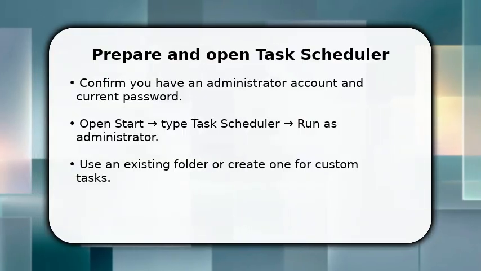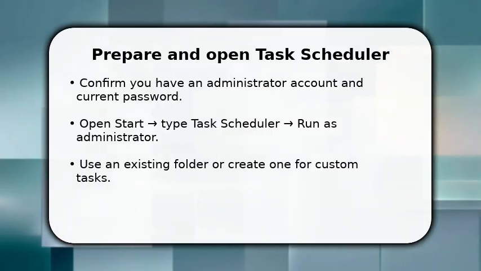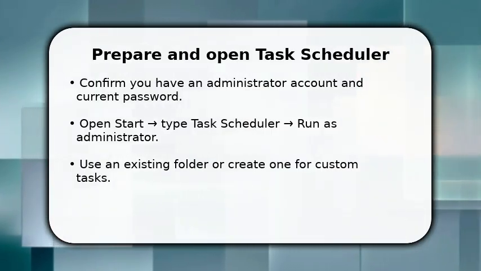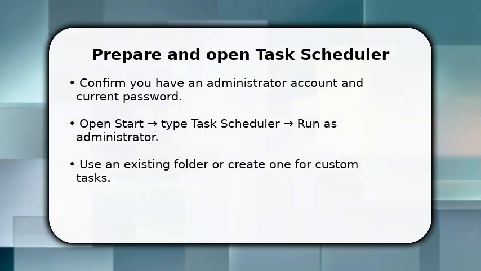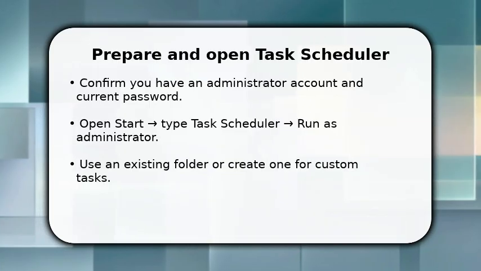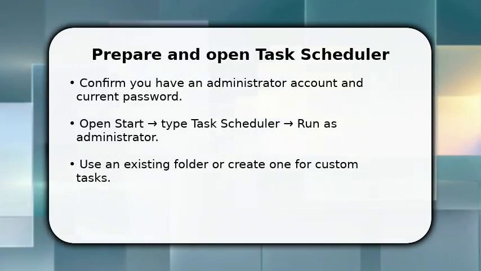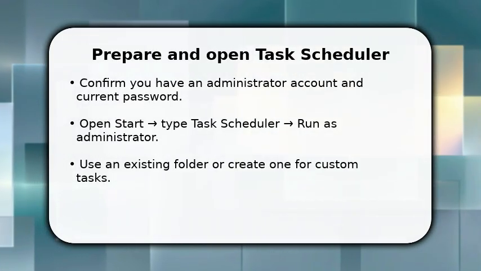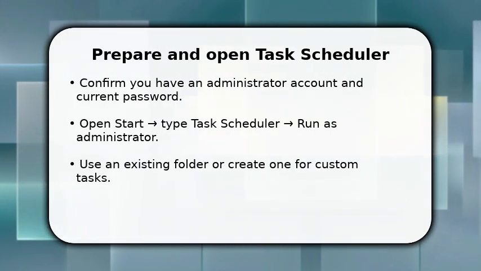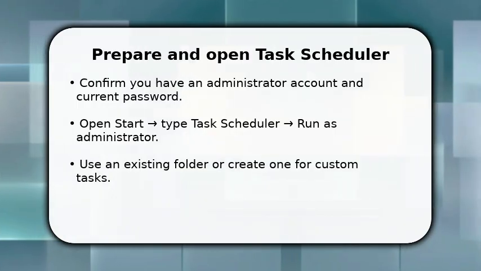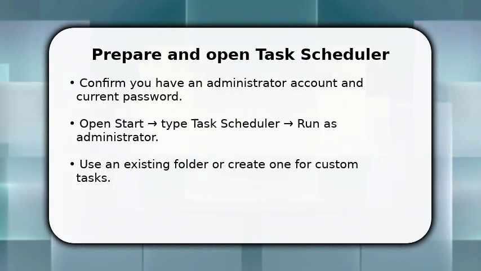You start by preparing. Make sure you're signed into an administrator account and know the password. Once ready, open Start, type Task Scheduler and choose Run as Administrator. This gives the console elevated control. Make or pick a folder in the Task Scheduler library to keep your custom elevated tasks organized. By starting here, you avoid repeated prompts later and set the stage to create a task that will run apps with highest privileges. Continue when the Task Scheduler window is visible.